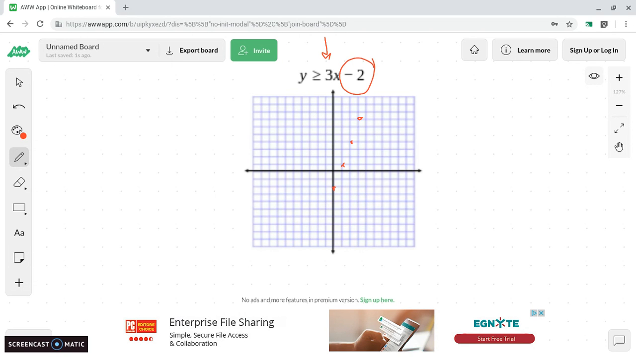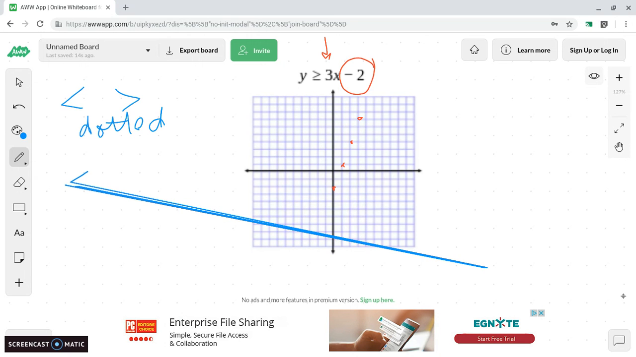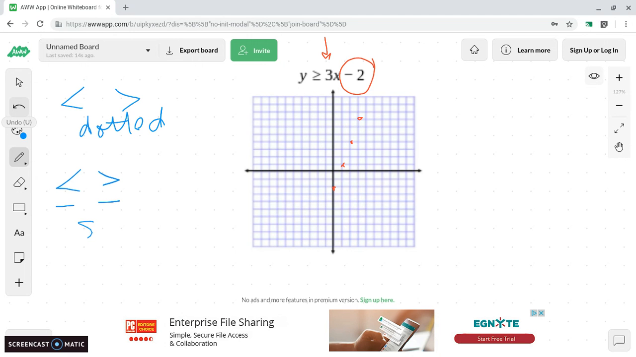Before we connect our dots, we need to figure out the type of line that we're going to have. So for inequalities, we can either have a dotted line or a solid line. And to know the difference, we look at the inequality symbol. So whenever we have less than or greater than, it's going to be a dotted line. And then if we have less than or equal to or greater than or equal to, it's going to be a solid line. So for this one, it is going to be a solid line because it has the or equal to underneath.